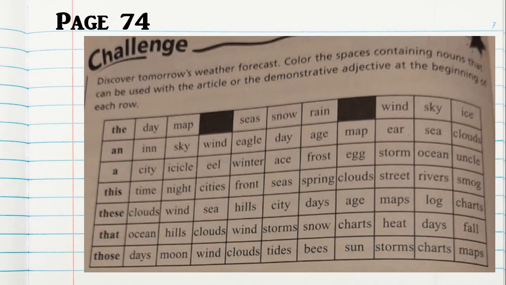Okay, let's go to page 74. Discover tomorrow's weather forecast. Color the space containing nouns that can be used with the article or demonstrative adjective at the beginning of each row. You will use a highlighter because I need to see the word that you select.